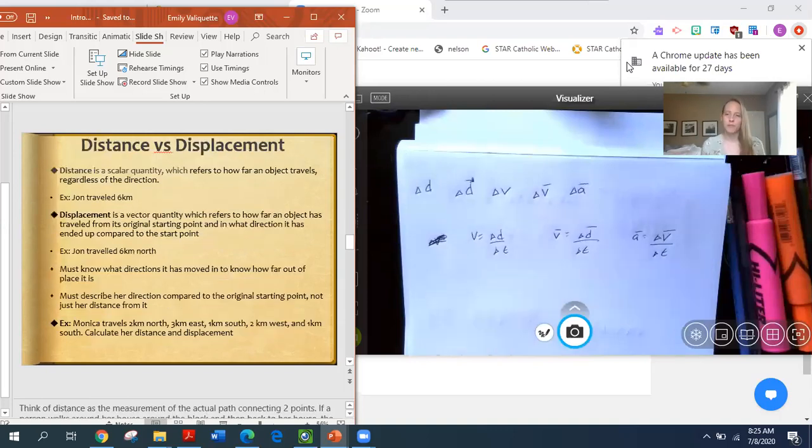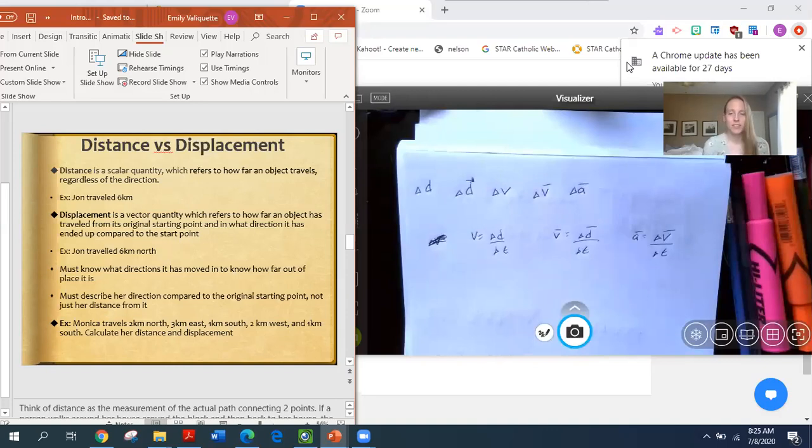Okay, so we're now going to go through and compare some of these similar scalar and vector quantities, like distance and displacement, speed and velocity. Distance, like I said, is a scalar quantity. It refers to how far an object travels. The direction doesn't matter. So for example, John traveled 6 kilometers is a distance.